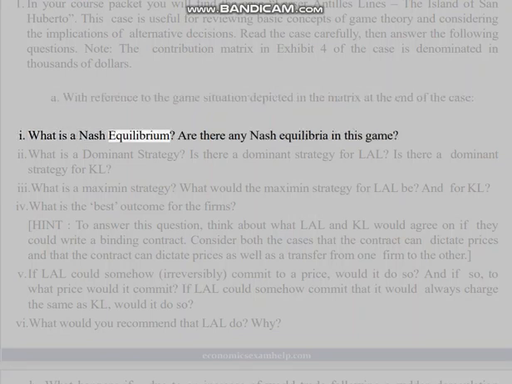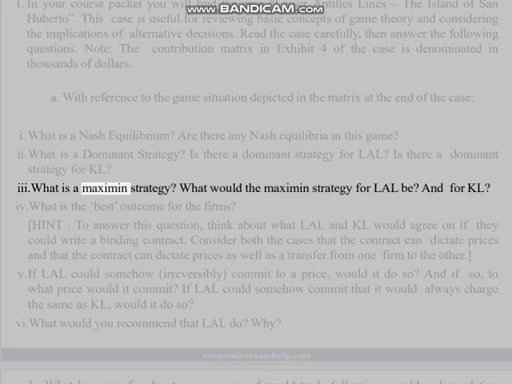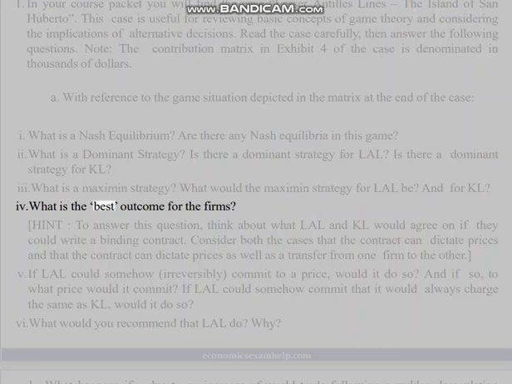1. What is a Nash equilibrium? Are there any Nash equilibria in this game? 2. What is a dominant strategy? Is there a dominant strategy for LAL? Is there a dominant strategy for KL? 3. What is a maximin strategy? What would the maximin strategy for LAL be? And for KL?